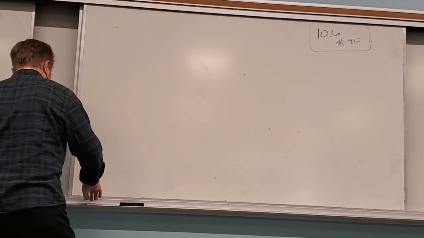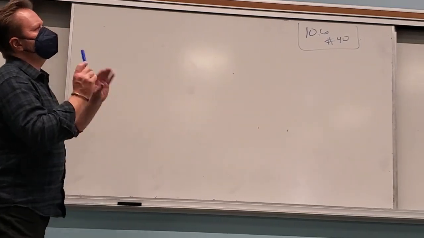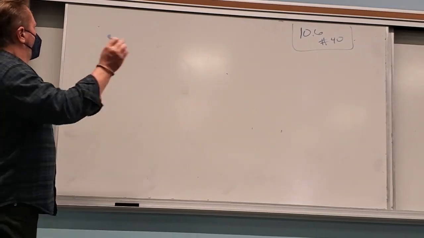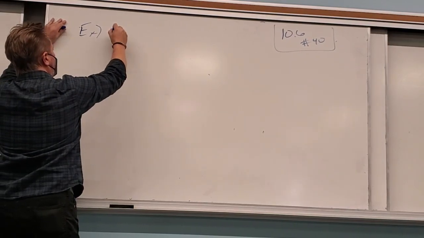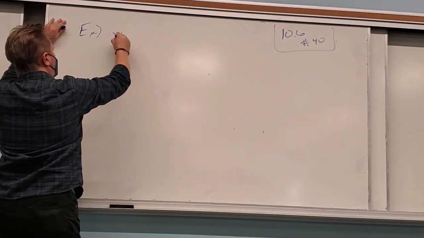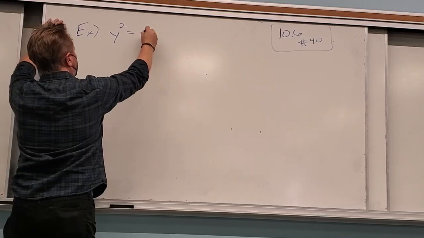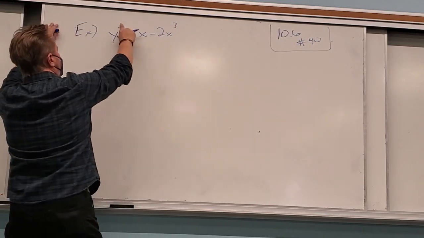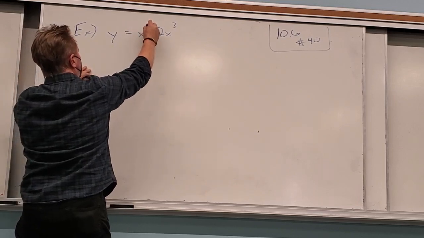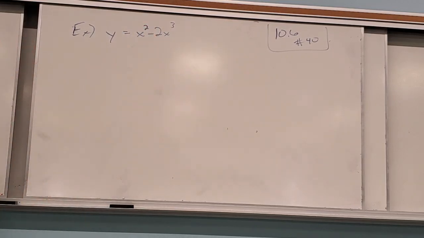So this sounds difficult, what they want me to do. So real quick, I want to do a couple examples before we do this. If I was given this, y squared equals x minus 2x cubed. Let's do this. There. Okay.